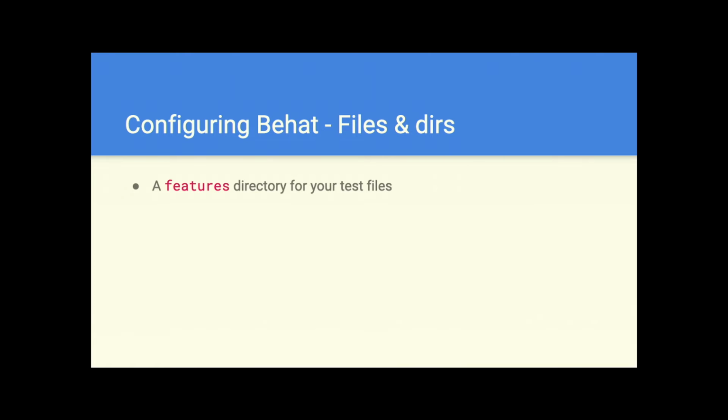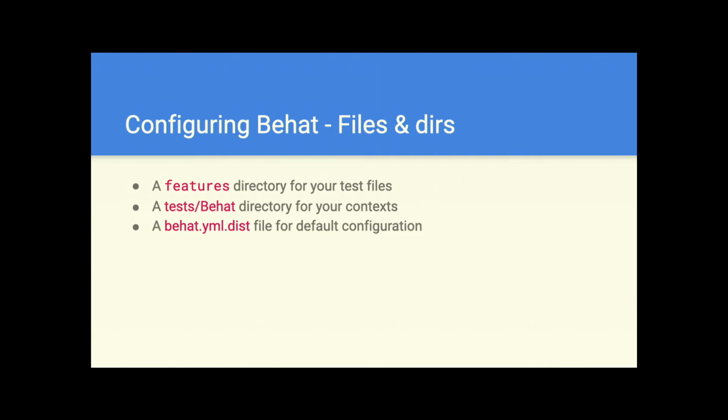You need a features directory for your actual test files. By default, Symfony Flex will give you a tests Behat directory for your context, but generally you can put your context anywhere you want. You need a config file, which is usually done from a behat.yaml.dist, where you have a behat.yaml file that is for local configuration if it differs from your distribution.